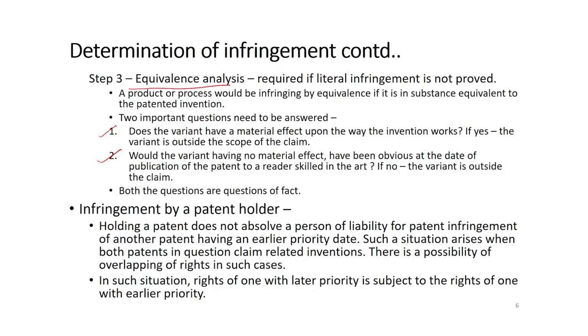Second question, if the variant does not affect the way the invention works, if the variant does not have any material effect on working of the invention, then the second question is, was it obvious on the date of publication of plaintiff's invention? Try and understand this point. I have invented a table which is rectangular, you have invented the same thing, your product is the same with a circular top. Is it affecting the way the tables work? No. If it is not affecting the way the tables work, then the second question is, is it not an obvious variant?